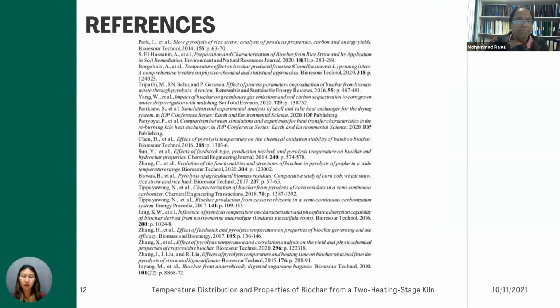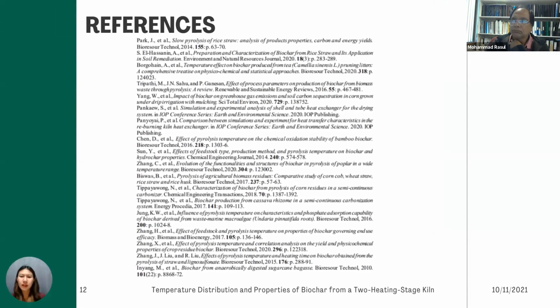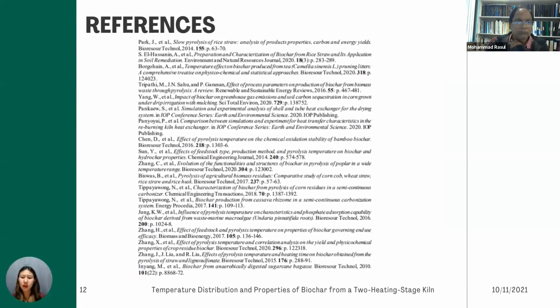Literature. This was referenced in the writing of this paper.